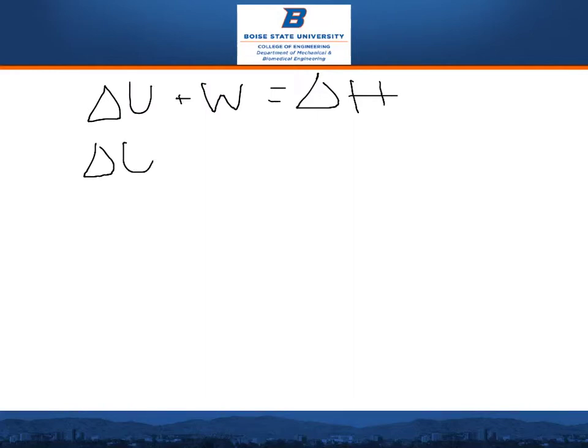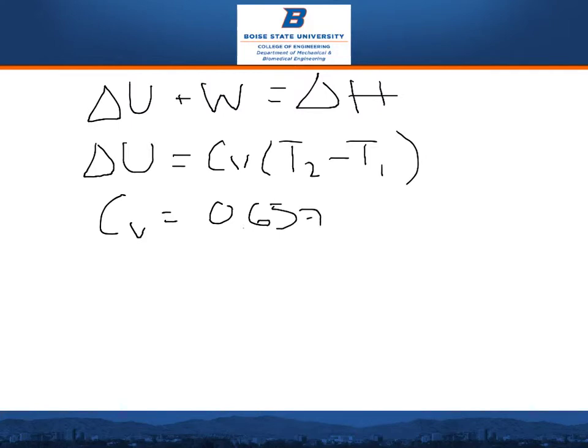To find the change in heat throughout the system, we use the equation delta U plus W equals delta H, where delta H is the change in heat for the system. From our formula sheet, we know that delta U is equal to CV delta T, which is T2 minus T1. Again, using table A2, we find that CV is equal to 0.657 kilojoules per kilogram Kelvin.